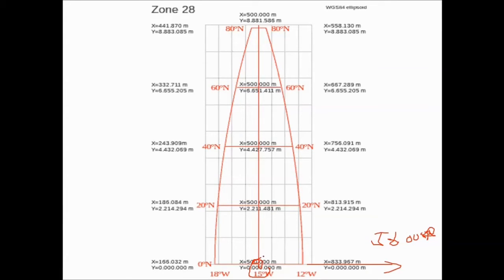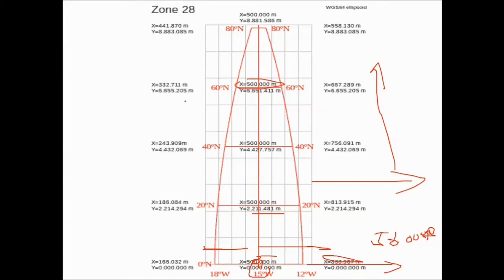Now x is given as this value just to negate, as I already mentioned, any negative values. As we go above, the value of y changes, and you get the values in meters. This is very good because you're getting values in kilometers and meters, not in degrees and decimals. That is why it is useful. Now the value of y is increasing, x is constant. If you go this side, this is easting, this is northing, and if you go this side, the x becomes 833.967. So this is how the values are computed for a particular zone.